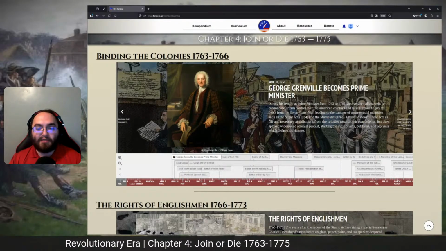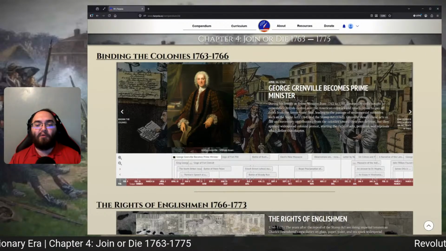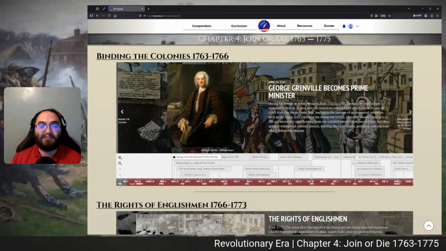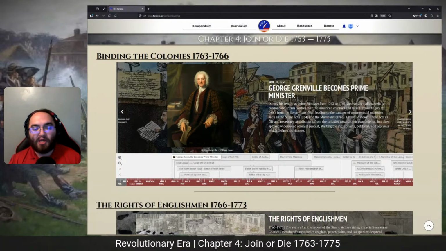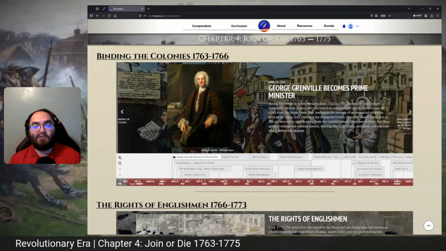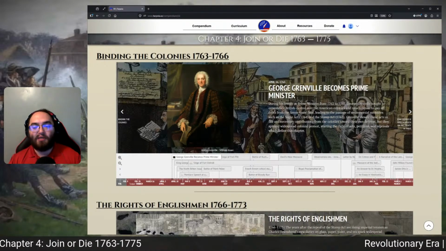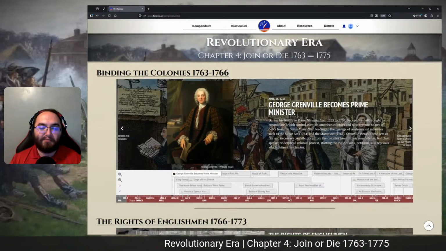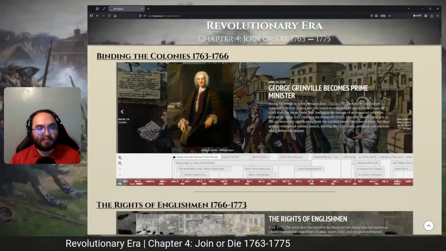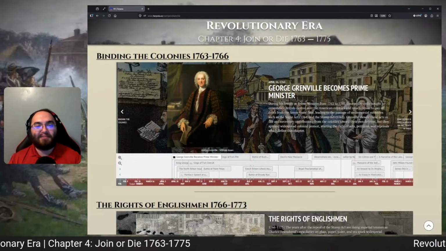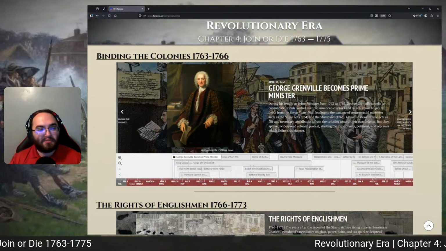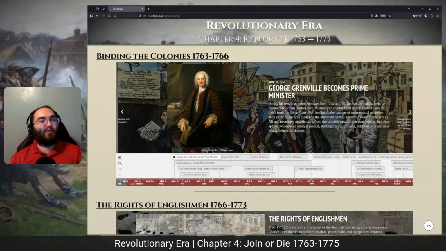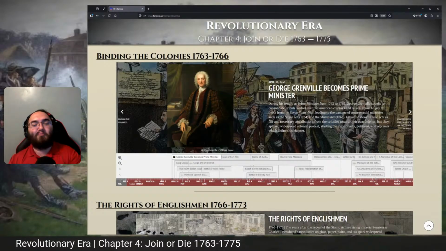Grenville viewed these acts as fair and necessary contributions from the colonies toward their own defense, but they sparked widespread colonial protest, starting the cycle of acts, petitions, and reprisals, which define this chapter. Acts, petitions, and reprisals used to be the name of this chapter, and then I changed it to Join or Die. This is really a cyclical thing where Parliament will pass acts, the colonies will send petitions to repeal those acts, and then Parliament will react with even more acts. So that's the acts, petitions, and reprisals.